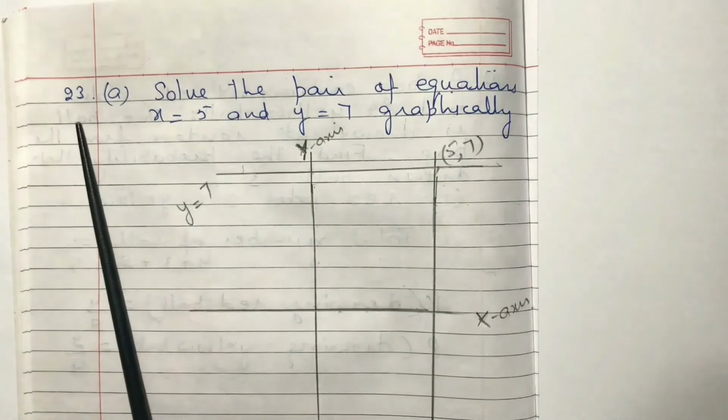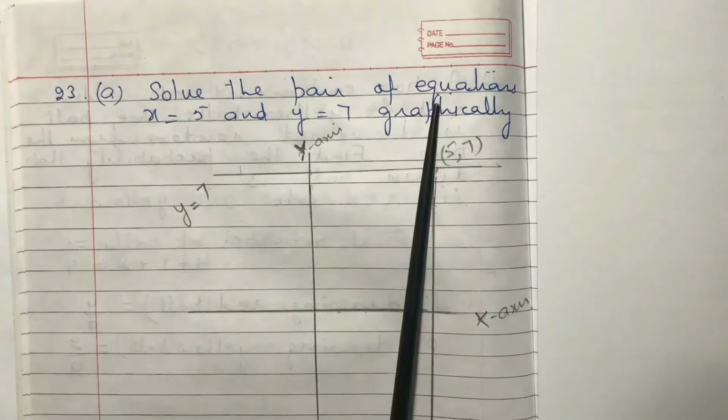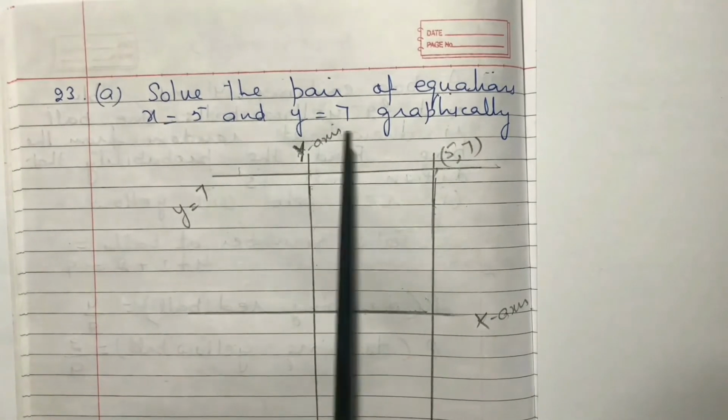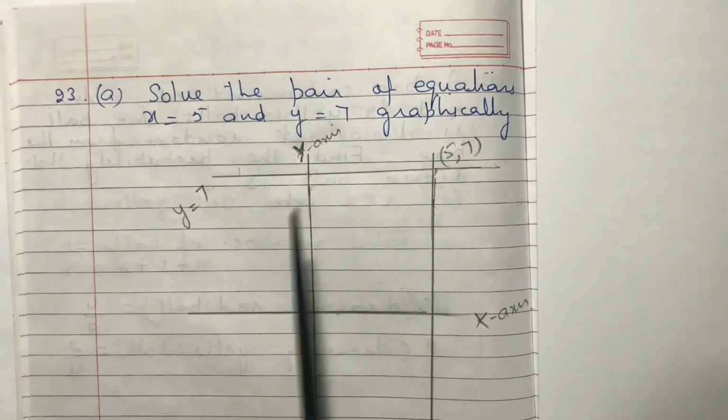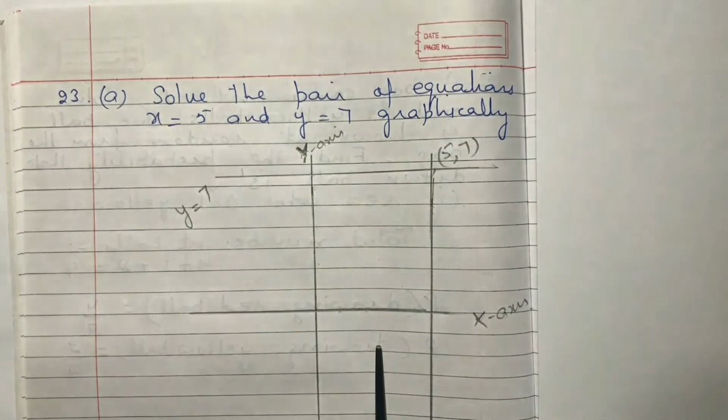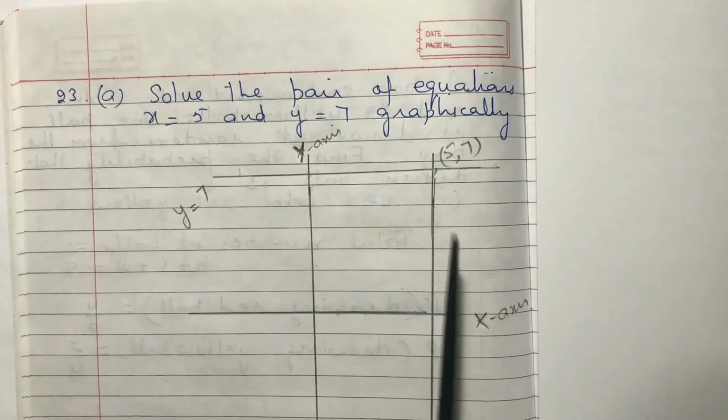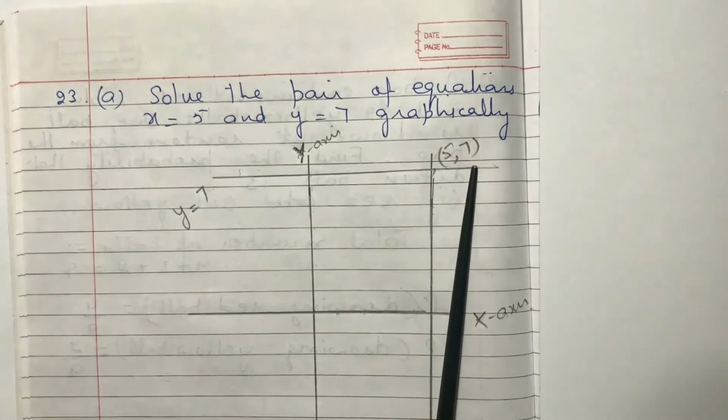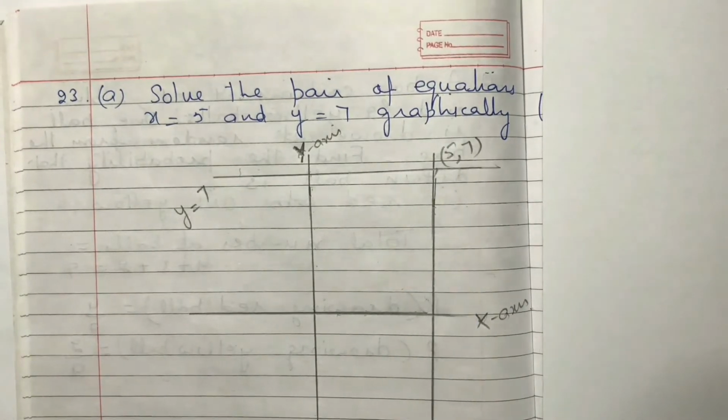Now 23rd question, A part. Solve the pair of equations x is equal to 5 and y is equal to 7 graphically. So I have drawn this graphically and they will intersect at this point (5, 7). So that is the solution.